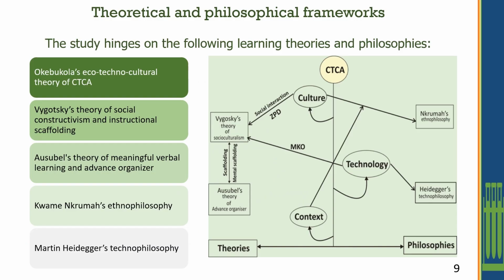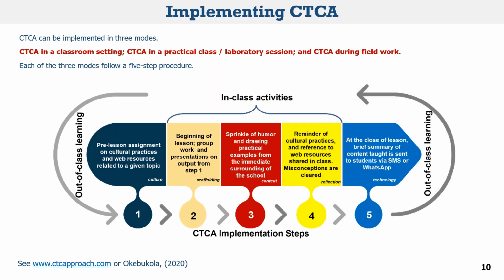What are the theoretical and philosophical frameworks that guide or support the use of CTCA? Most common among them are Vygotsky's theory of social constructivism, Ausubel's theory of meaningful learning, Nkrumah's ethnophilosophy, and Ellinger's technophilosophy. In implementing CTCA in the classroom, there are 3 modes to implement CTCA. It could be in the classroom, it could be on the field, or in the laboratory. Our focus in this lesson will be implementing CTCA in the classroom. There are 5 steps. In each of the modes, there are 5 steps.